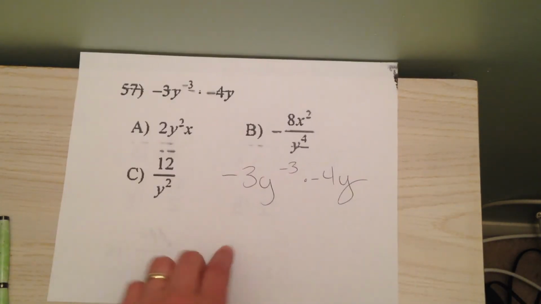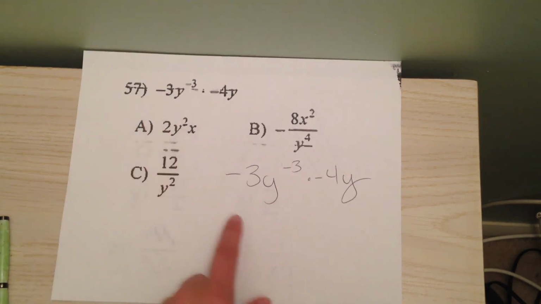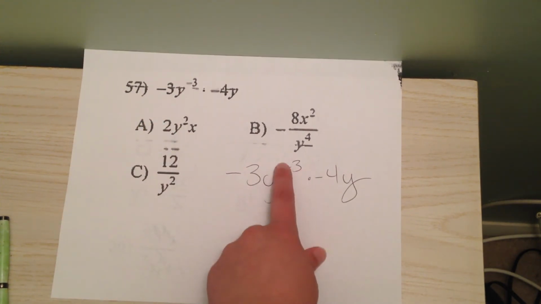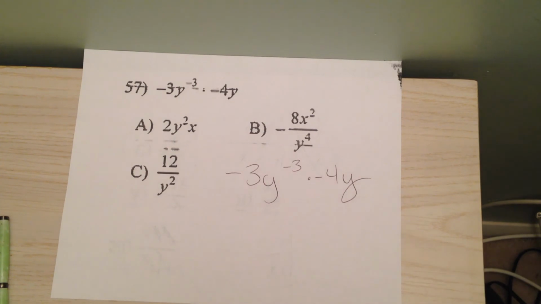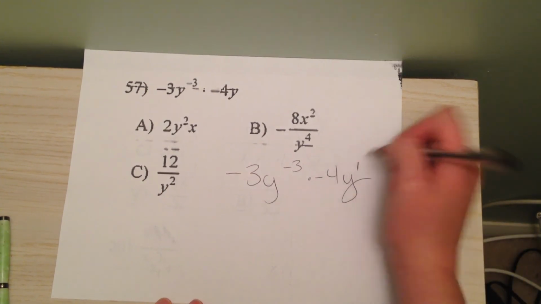Our last problem, I've rewritten it down here because it was a mess up there. So it's -3 y to the -3rd times -4 times y. There's a couple of ways of solving this. I think this one's going to be easiest if we go ahead and multiply everything together first.